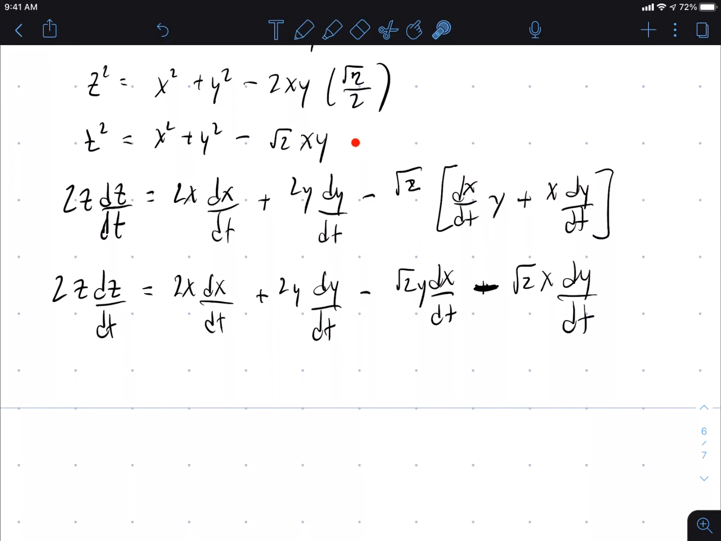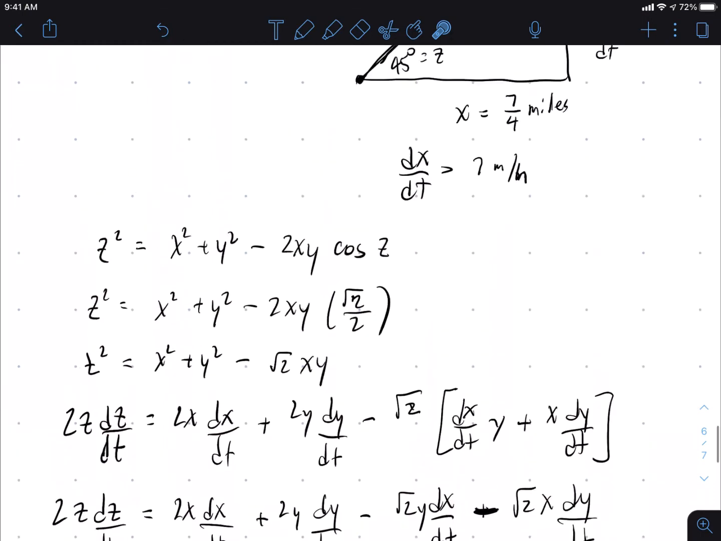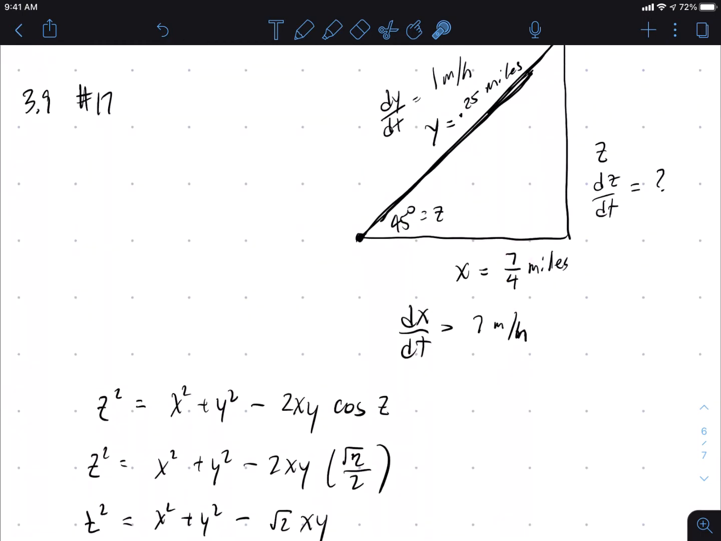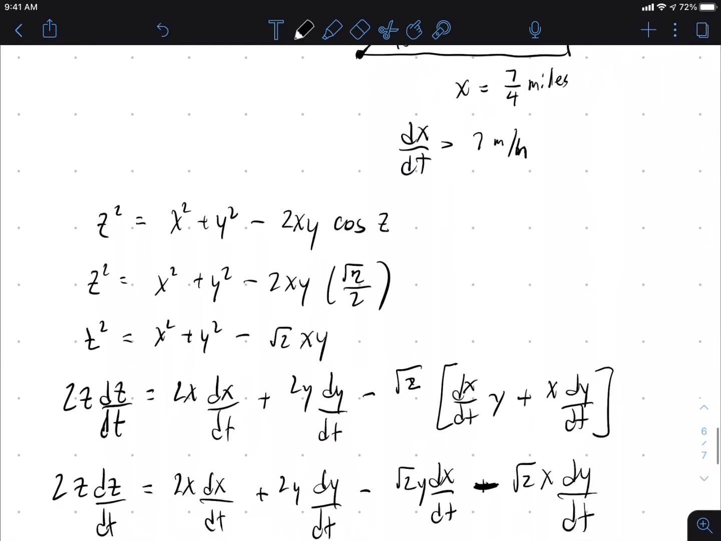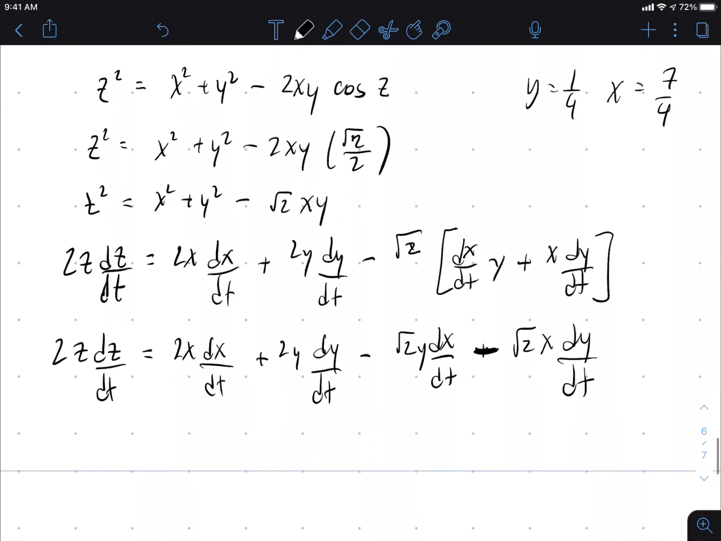From here, we can find z, right? Because we know what x and y are. Remember, x is 7/4, and in fact, I'll write this as a fraction to make my life easier. y is 1/4, x was 7/4. Okay?